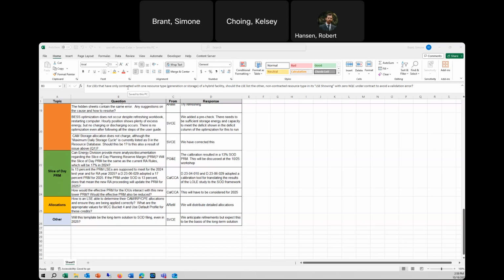Okay. And let's see, I had a couple questions similar to the recent discussion with Noah here about the slice of day PRM. We will be sending out documentation about the conversion tool. It will be discussed at the workshop on the 25th, so I hope you should be able to get any questions you have addressed then.